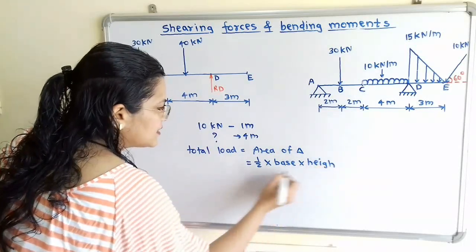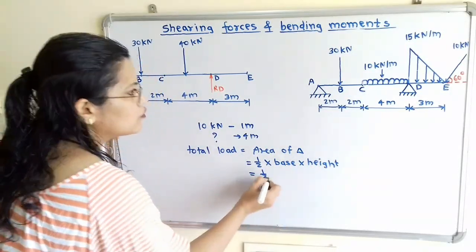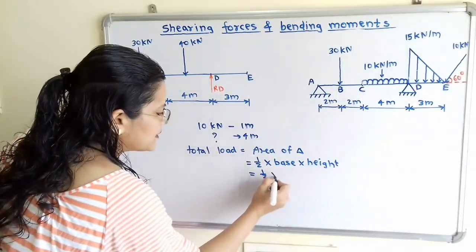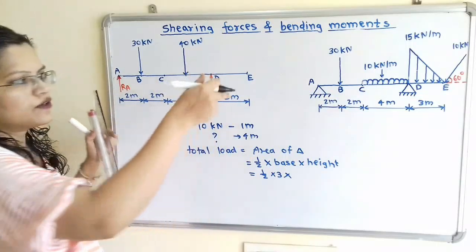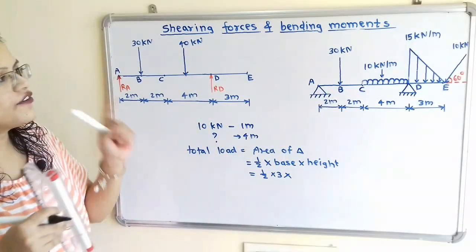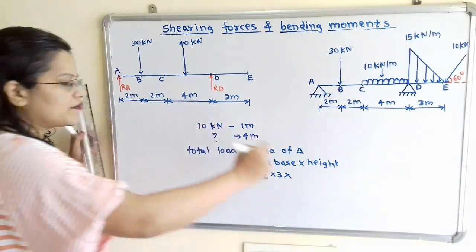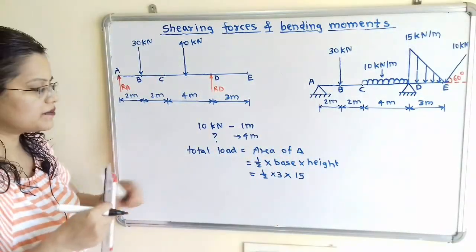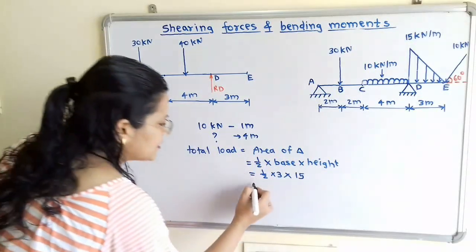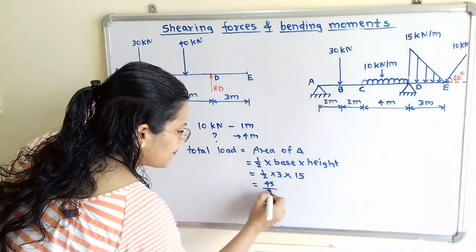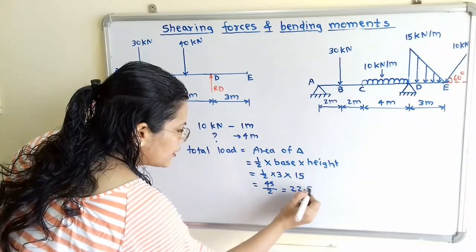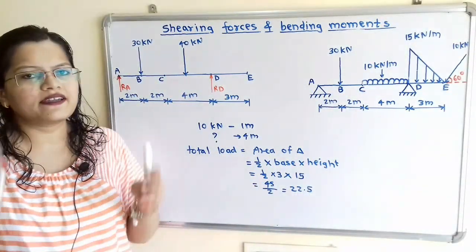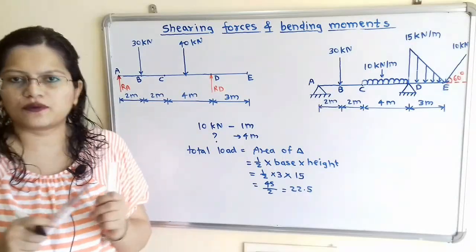Now we will consider the base to be the length DE, or span DE, which is equal to 3 meters, and the height is equal to the load mentioned, 15 kilonewton per meter. So we take height equal to 15. We have to consider this maximum load. If we calculate this, we get 45 by 2, which is equal to 22.5. So this is the total load. Now we have to find the point of application of this load.